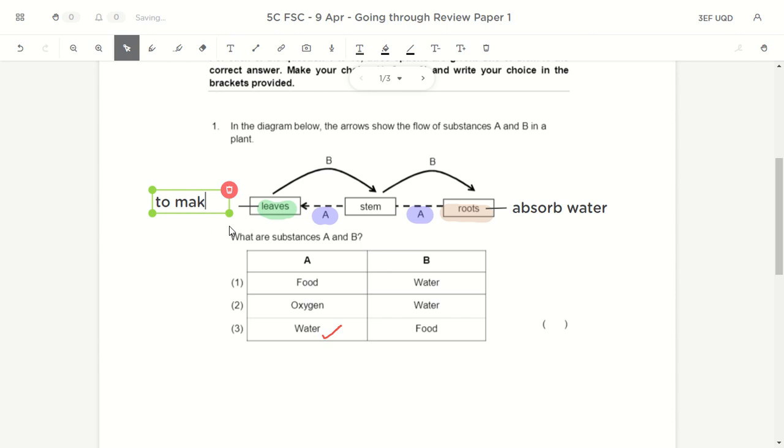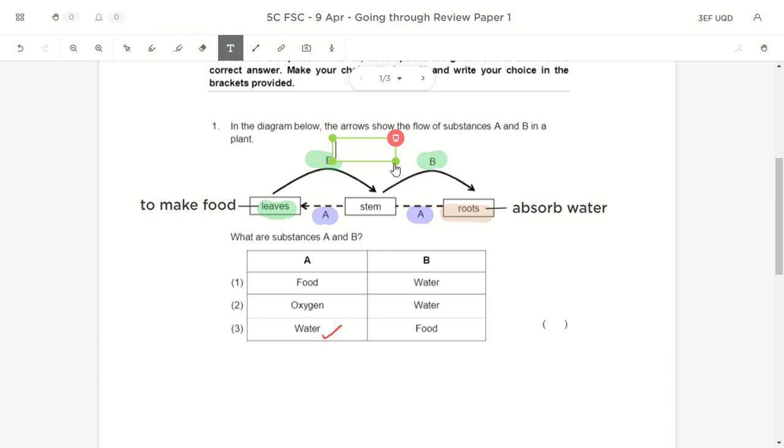I think this one we are very clear on. Roots is to absorb water, leaves is to make food, right? So the leaves make food, and after that it transports it to the stem through the food carrying tube, and the stem transports it to the roots, which need the food because they cannot make food, using the food carrying tube. So this B here is actually your food. That's your food. Okay, let me write water down there also, over here, right? So you realize this arrow starts from the leaves.